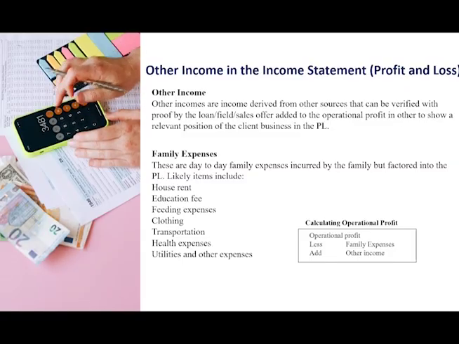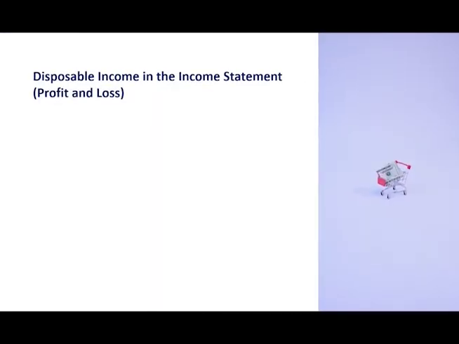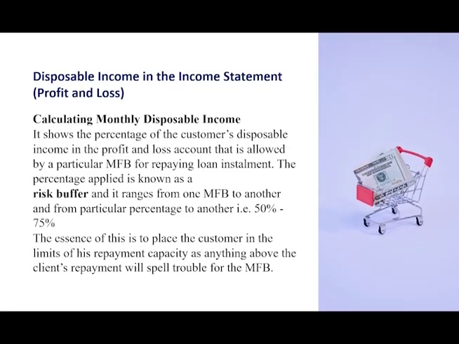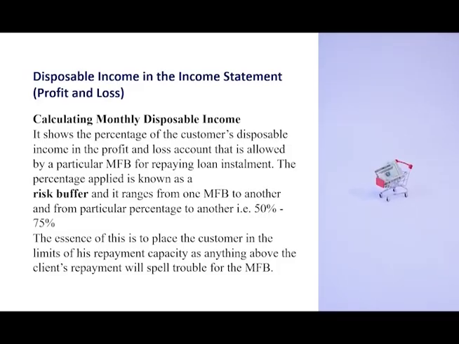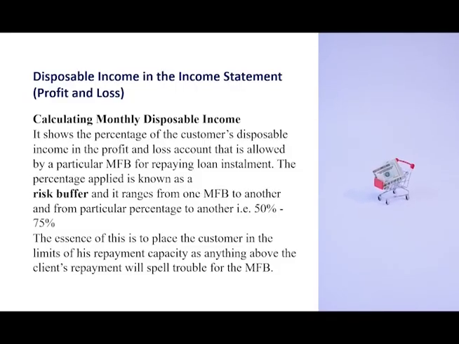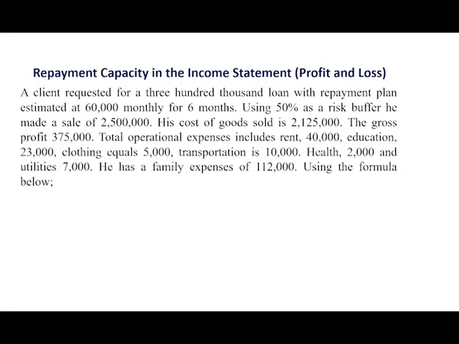Disposable income in the profit and loss account shows the percentage of the customer's disposable income that is allowed by a particular financial institution for loan repayment installment. The percentage applied is known as a risk buffer, and it ranges from one financial institution to another, from 50% to 75%. The essence of this is to place the customer within the limits of his repayment capacity, as anything above the client's repayment capacity will spell trouble for the MFB.